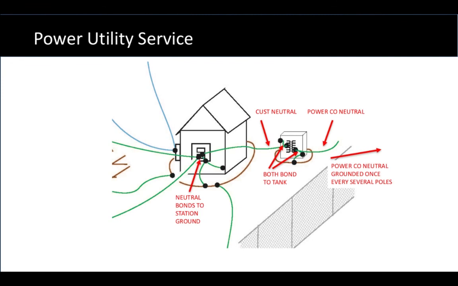Further, the customer's neutral is tied to the disconnect panel in the station, and that ties into the grounding system. So that's how the customer's neutral gets tied to ground. On the utility side, their neutral is also grounded every several poles, and they're bonded not just to their own grounding system, but tied also to every other customer that they serve. So your station CP can be bonded to a massive extended grounding system.